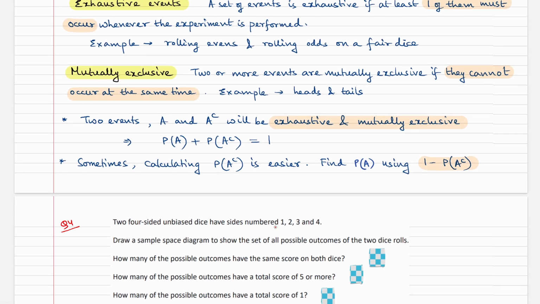Two four-sided unbiased dice have sides 1, 2, 3, 4. Draw a sample space diagram. How many of the possible outcomes have the same score on both dice? How many of the possible outcomes have a total score of 5 or more? How many of the possible outcomes have a total score of 1?